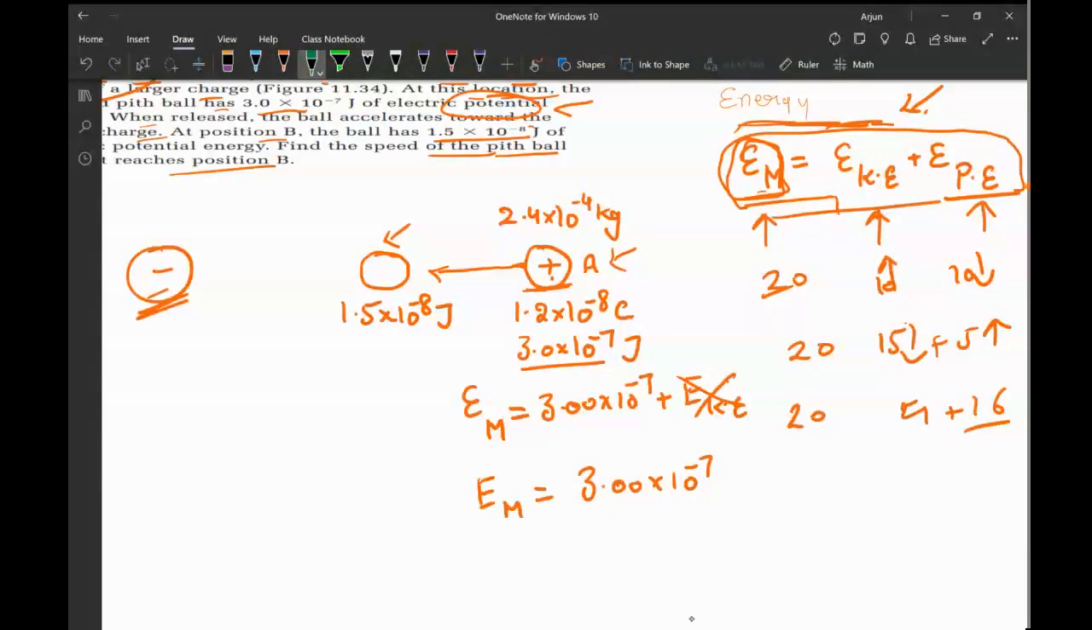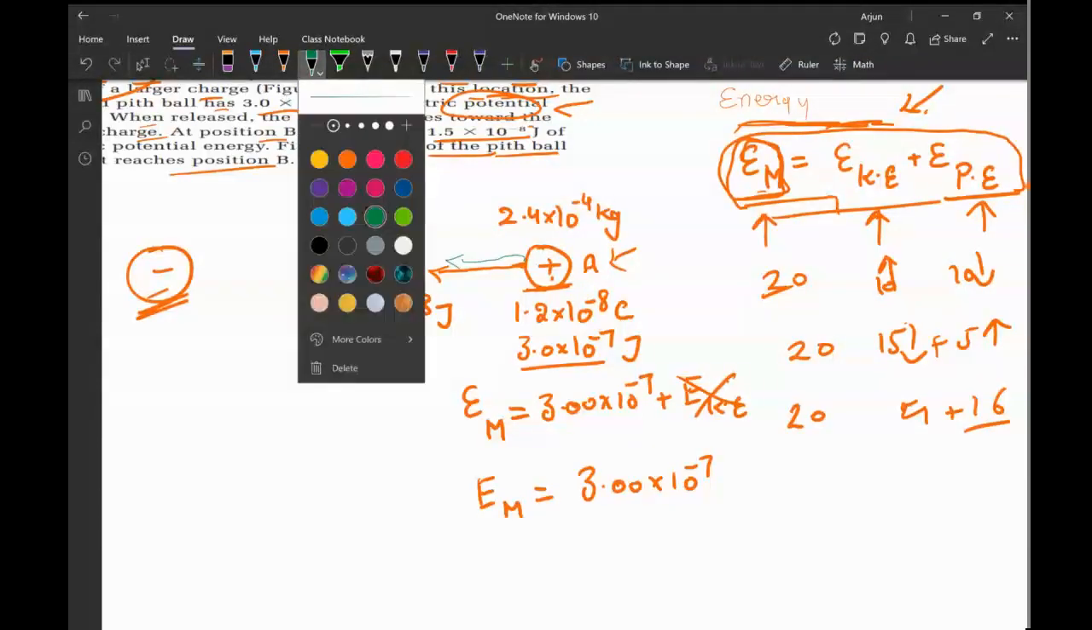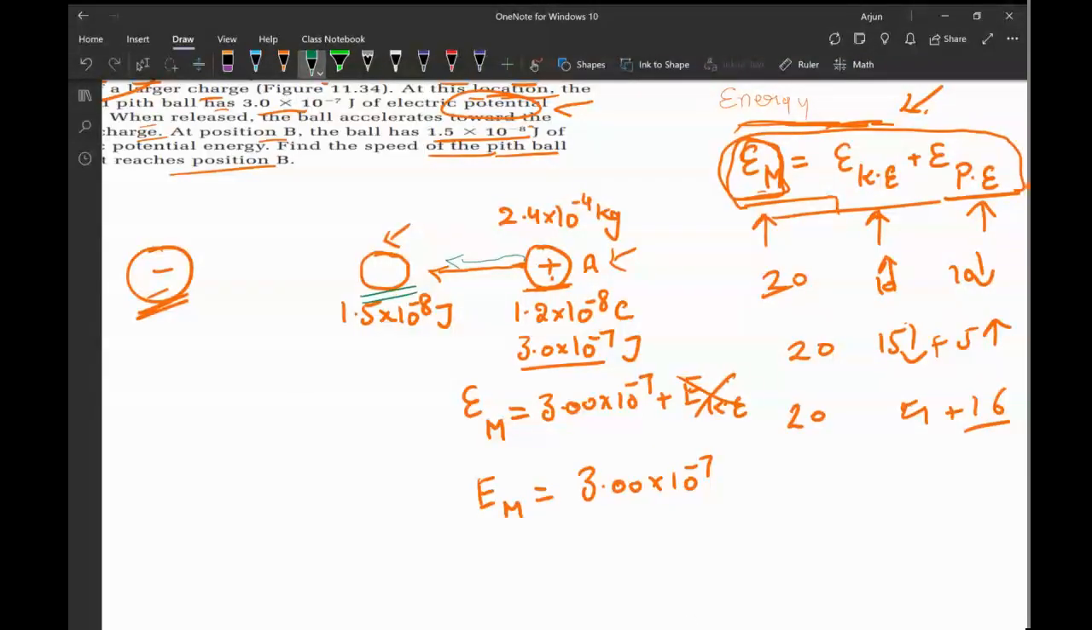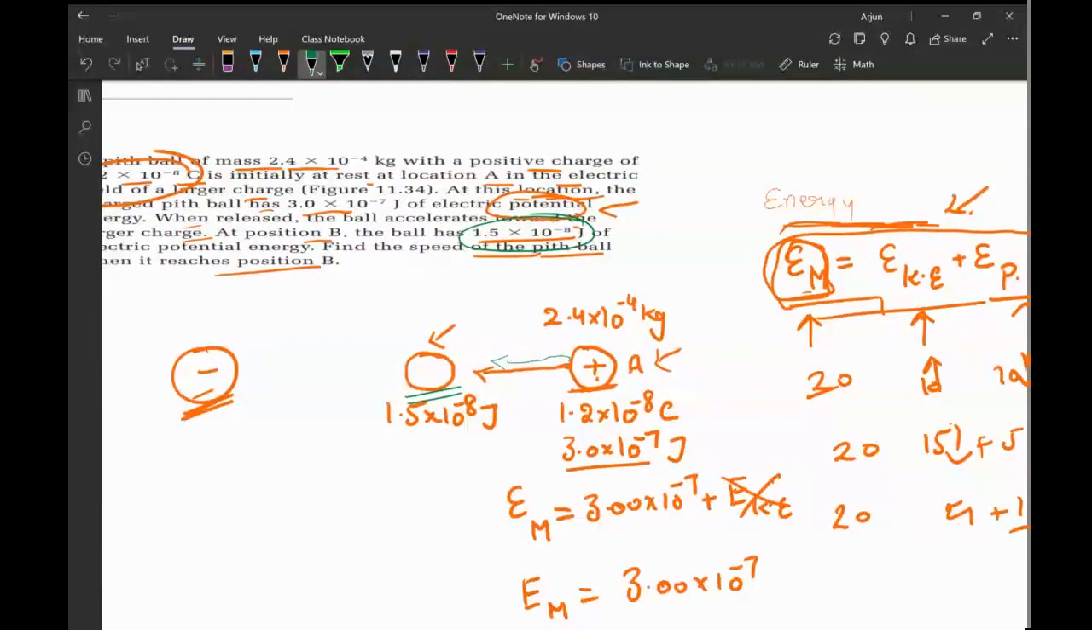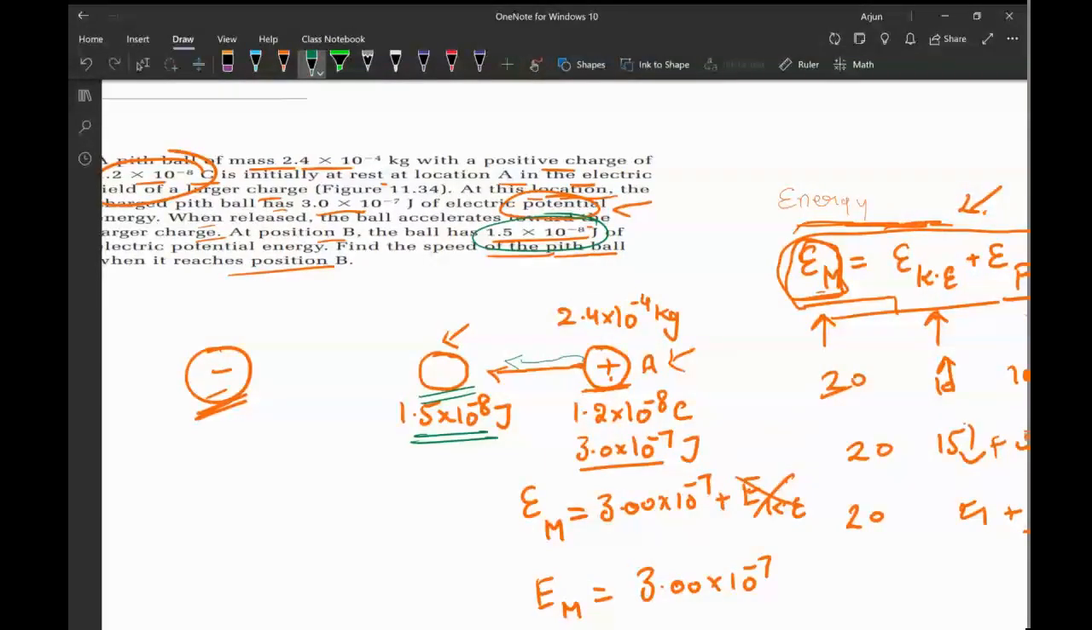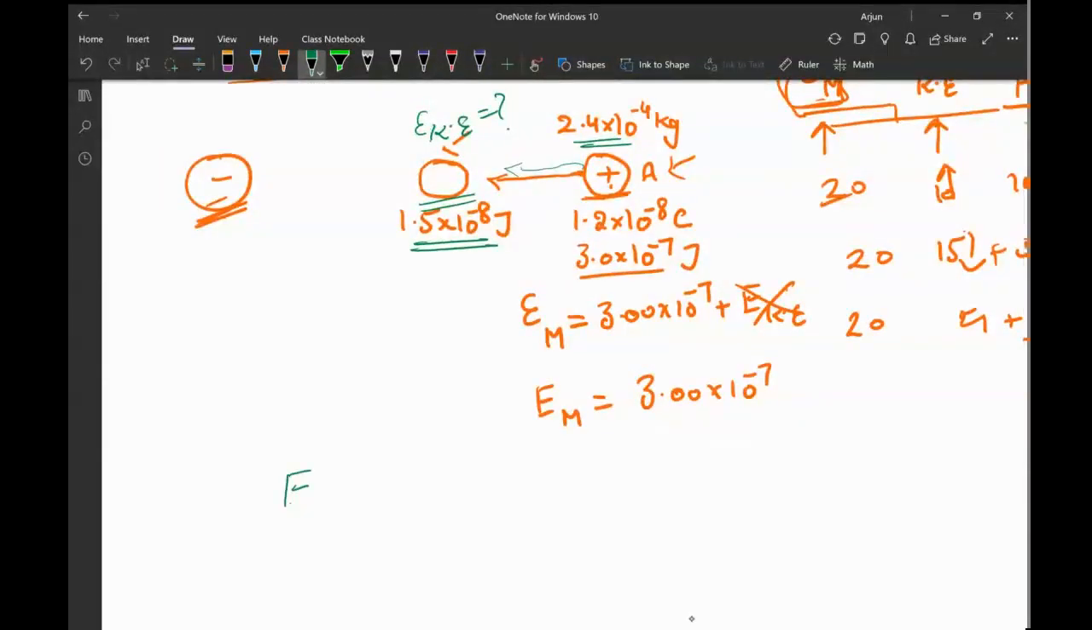Then when released, this charge moves towards the other side, so it reaches point B. At point B, it has an electrical potential energy of 1.5 times 10 to the negative 8 joules. So this is the leftover energy. The remaining has converted into kinetic energy. So KE is what I'm looking for right now. The mechanical energy is the same as at location A, so at location B, that will be the same.